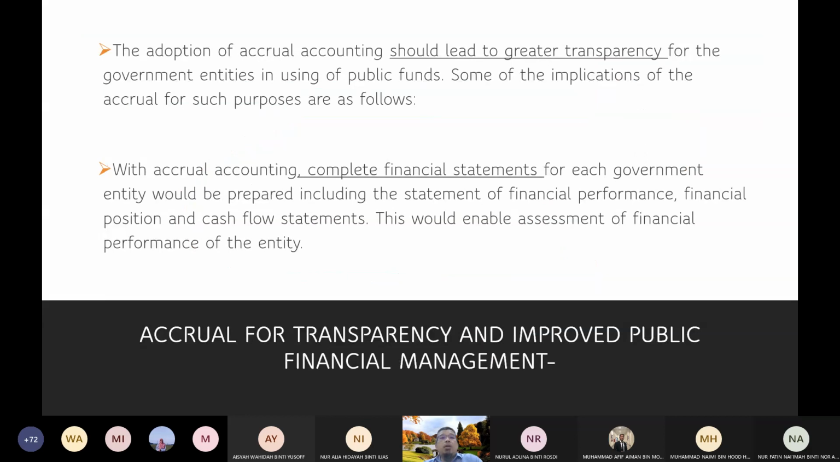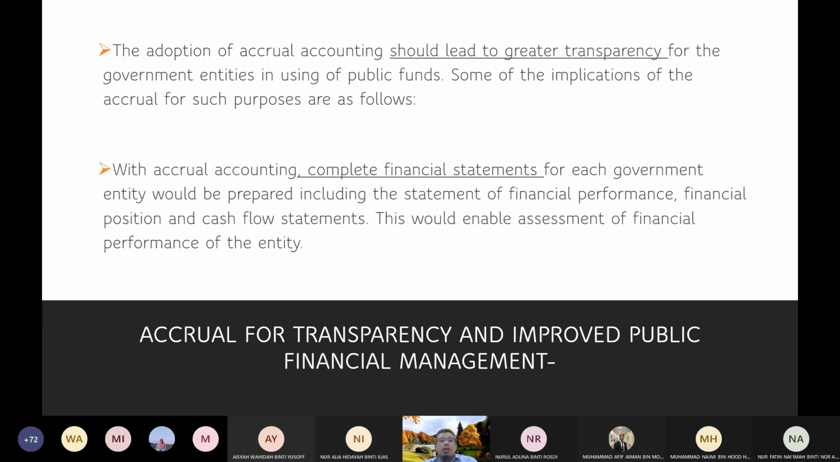The adoption of accrual accounting should lead to greater transparency for government entities in using public funds. Some of the implications of accrual accounting for such purpose are as follows. Just read that together, to get an idea of it. With accrual accounting, complete financial statements for each government entity will be prepared, including the statement of financial performance, financial position, and cash flow statements. These would enable assessment of the financial performance of the entity.